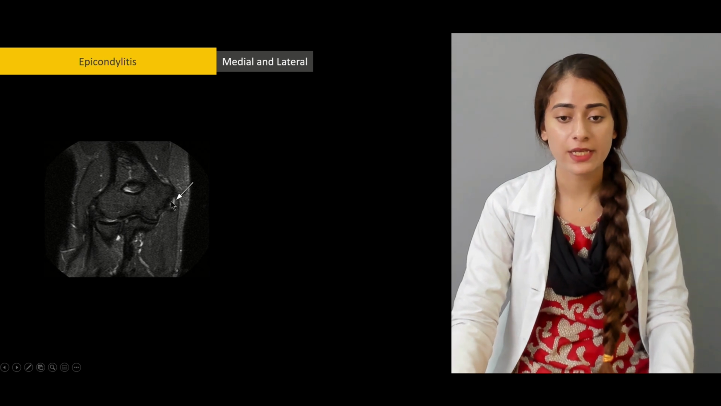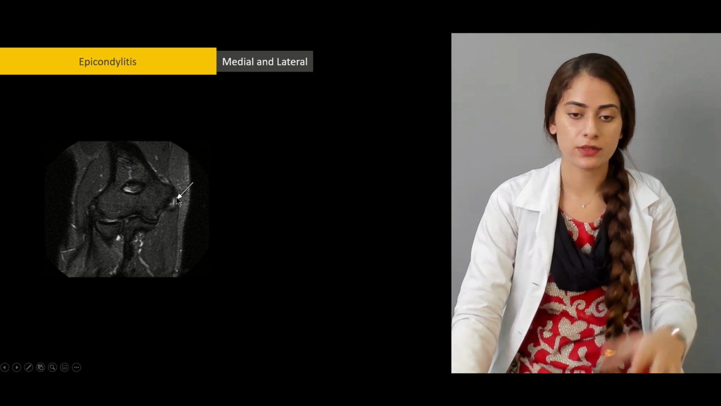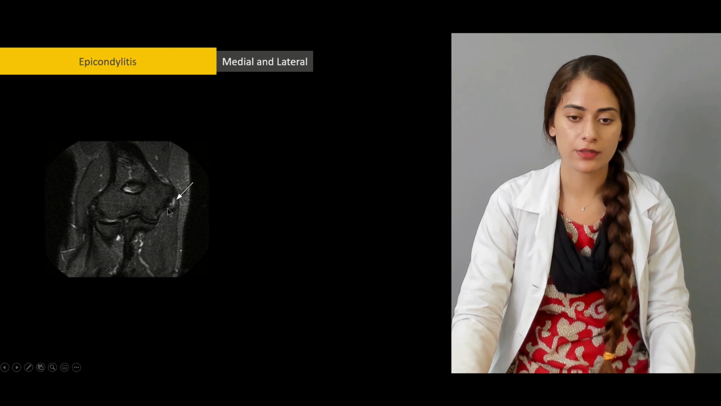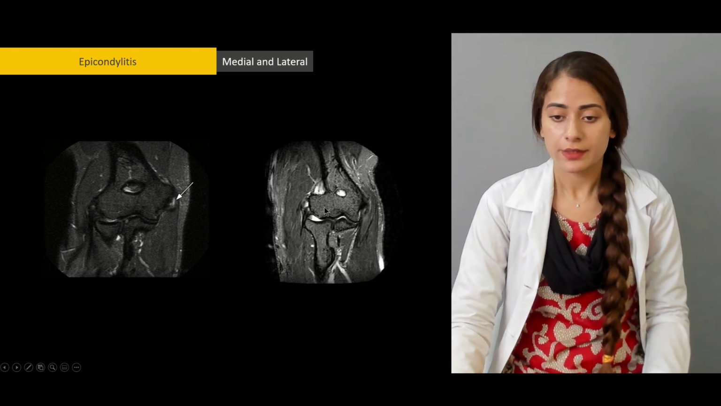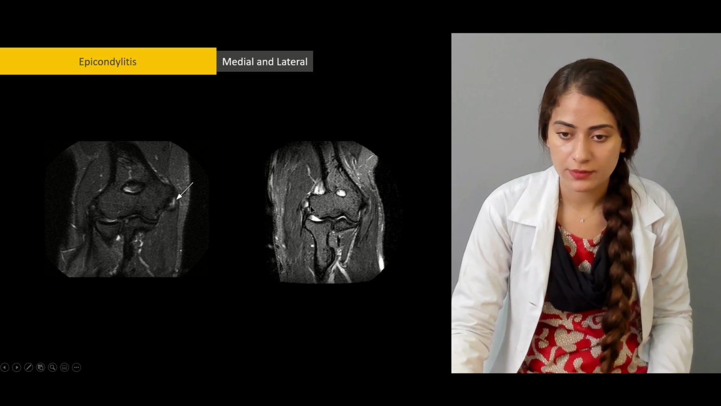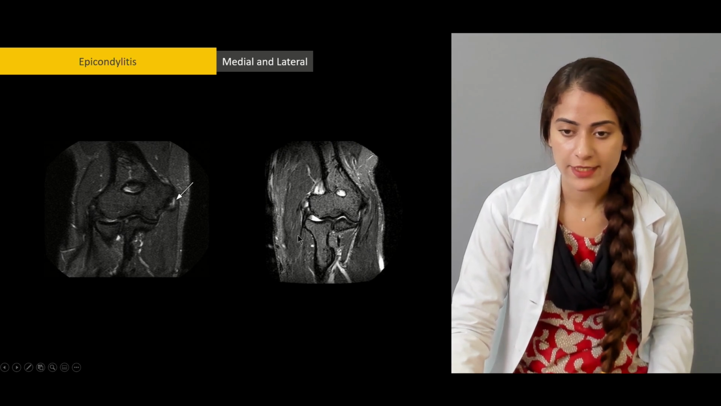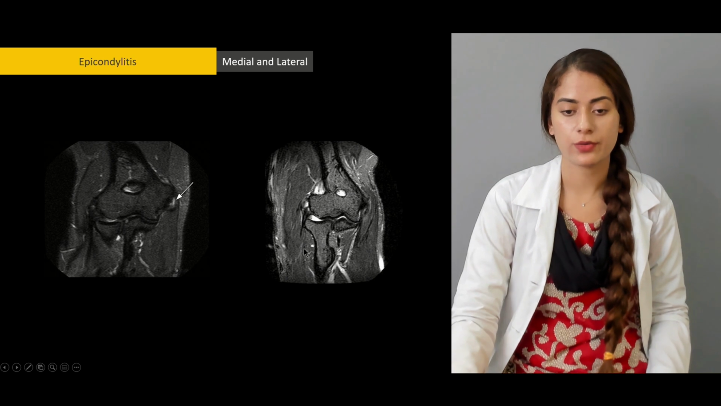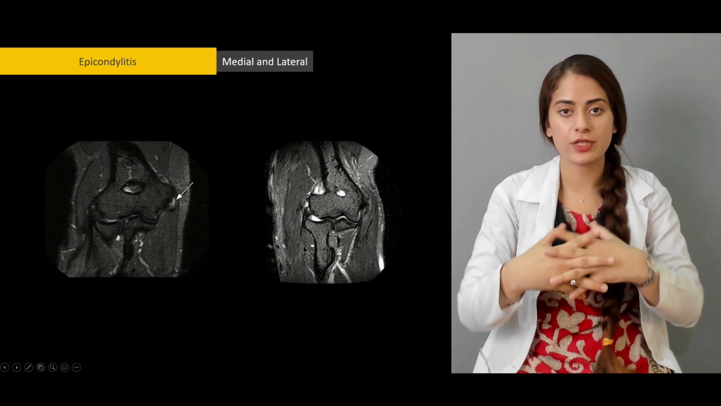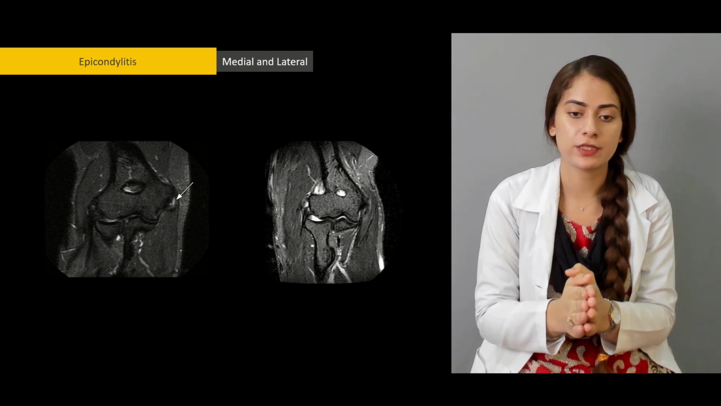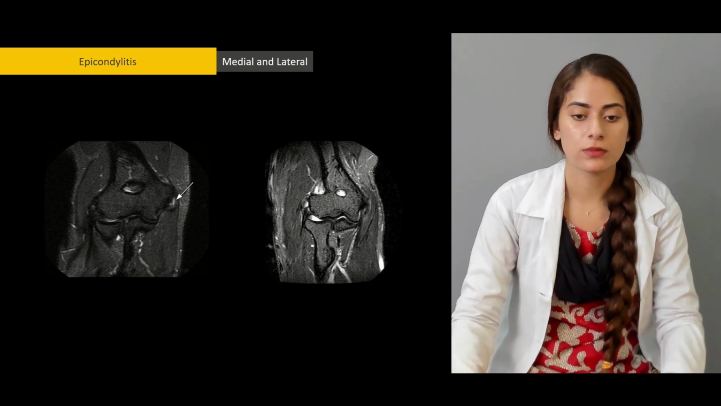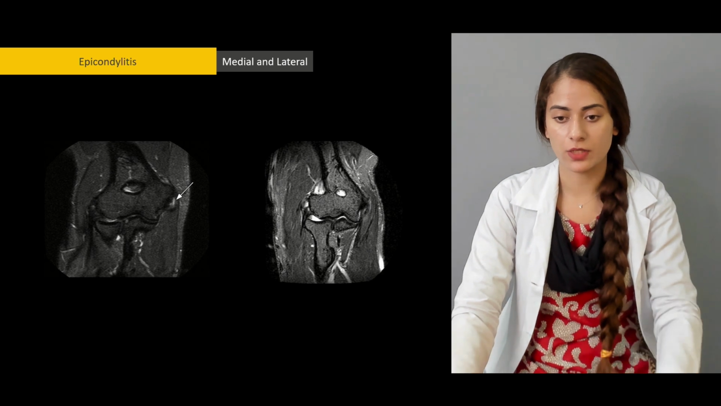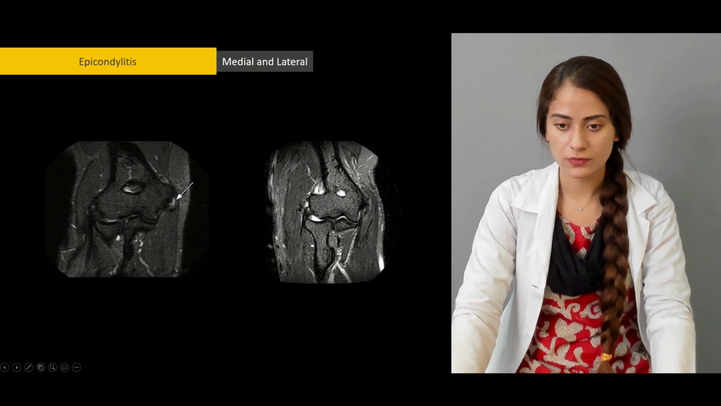So this is the medial side, and this is a tendon rupture here. This here is also a tendon rupture visible. So these two are showing the medial aspect of the elbow to be involved. This is the rupture here and here.